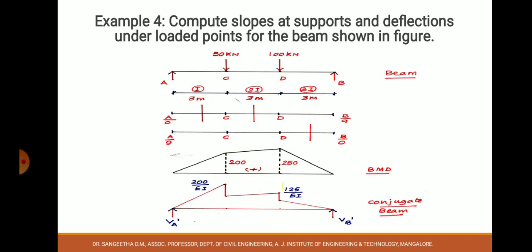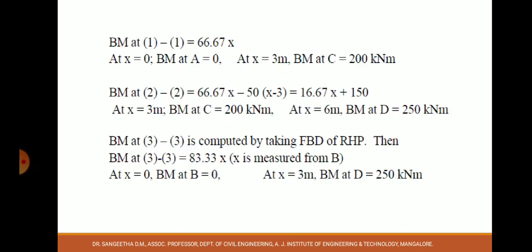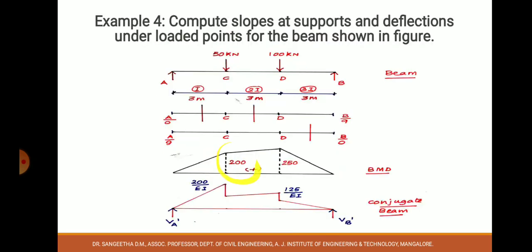Similarly, here you take a section. You know what is VB? VB into 3. Either you can proceed in the front face, or directly you can take it from the right hand portion. If you take it from the right hand portion, it is much simple. Same way you will get 83.33 into x. At x is equal to 0, it is 0. X is equal to 3 meter, it is 250. Join the lines. So this is your bending moment diagram for the real beam.